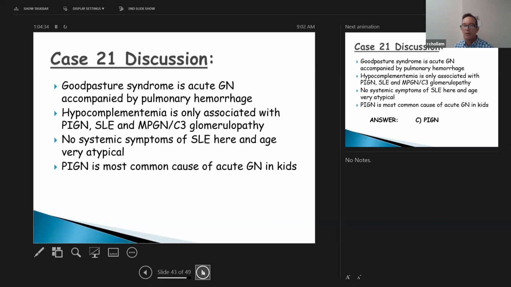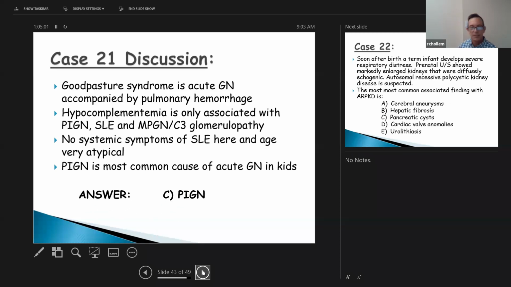We just had a girl in the hospital a week or so ago who's probably going to have C3 glomerulopathy, had a C3 that was undetectable. No systemic symptoms of lupus in this particular case, and the age is very atypical, but lupus would have been in the differential. And just playing the odds, y'all know, post-infectious is far and away in kids the most common cause of the acute nephritic syndrome, which we're fortunate because it's the most benign version to have.